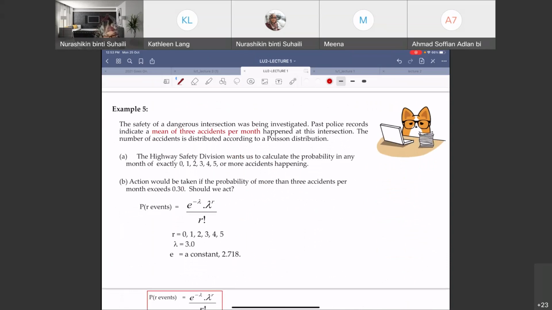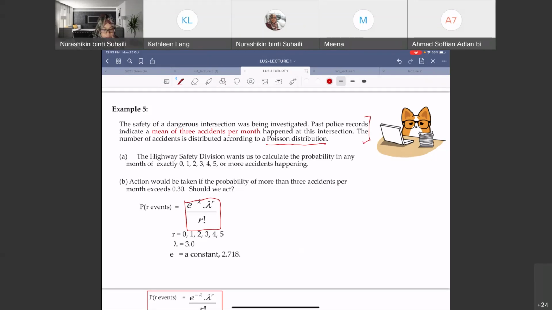The safety of a dangerous intersection was being investigated. Past police records indicate a mean of 3 accidents per month happen at this intersection. The number of accidents is distributed according to Poisson distribution. Now in this question, it is stated directly that the distribution is Poisson, so you don't have any doubt. You can just use Poisson principles directly. But now we have to analyze what information is given because we want to use the formula. I introduced the formula first; it also has a Poisson table. Let's have a look at the formula first.